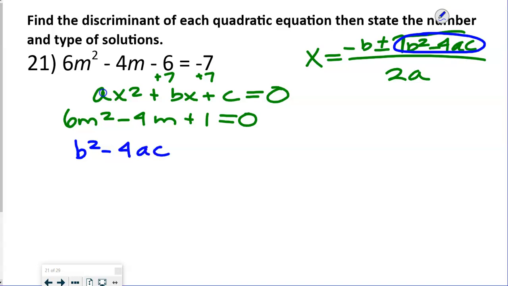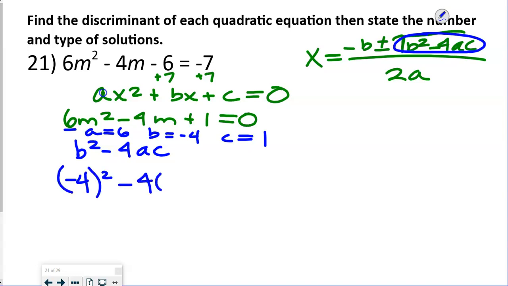So let's just talk about what a, b, and c are. a equals 6, it's right there. b equals negative 4, and c equals 1, okay? So we're going to do our b squared minus 4ac: negative 4 squared minus 4 times a, which was 6, and c, which was 1.